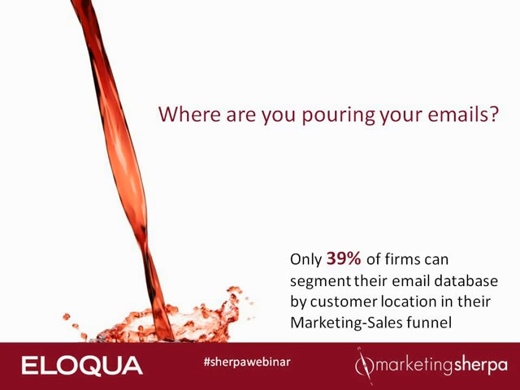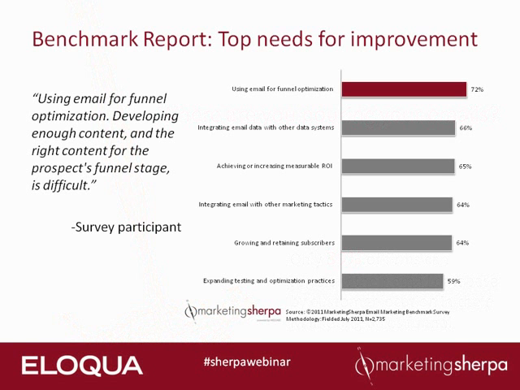Now this next chart shows the good news, though, is that in our study of 2,700 marketers, the top area for improvement was using email for funnel optimization. 72% of marketers wanted to improve that area. So that's the good news.